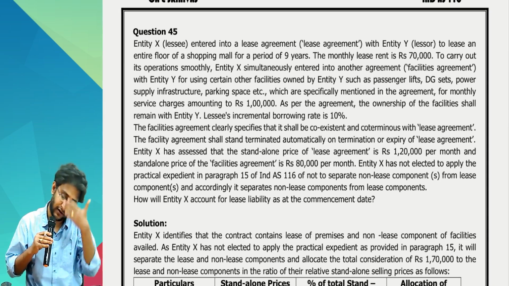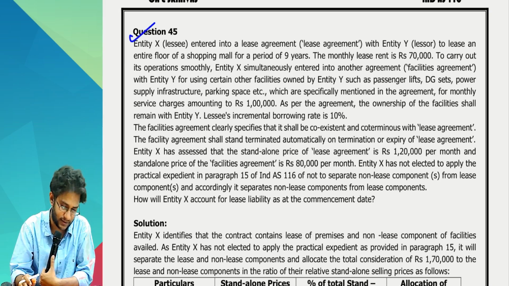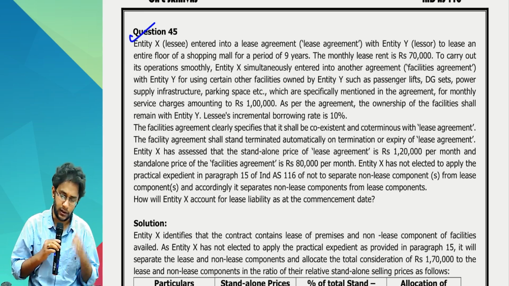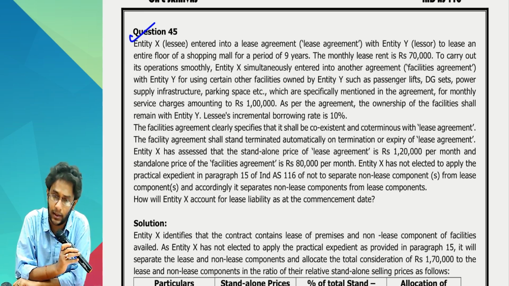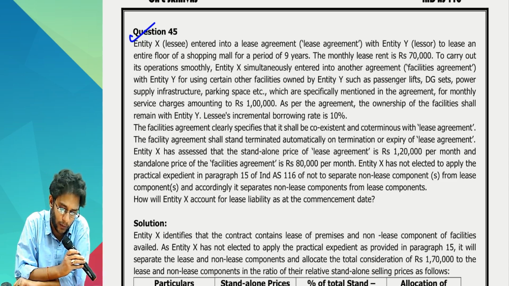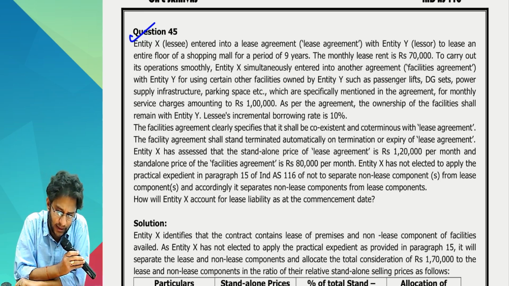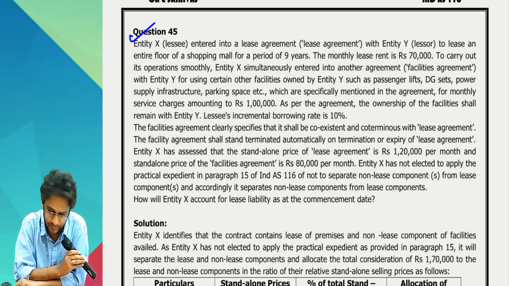Question number 45. Question number 45 is a very, very basic level question. You can handle this on your own, although I'll just go through it for you. Entity X, the lessee, entered into a lease agreement with entity Y to lease an entire floor of a shopping mall for a period of 9 years. The monthly lease rent is 70,000 rupees.